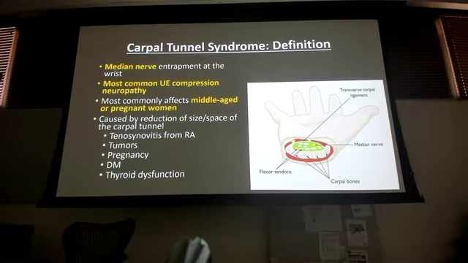Is it the most common upper extremity compression syndrome? It is. Do you think it's very commonly tested? It is, right? So I would know this, okay? It most commonly affects middle-aged or pregnant women. So middle-aged pregnant women, oh my goodness, right?